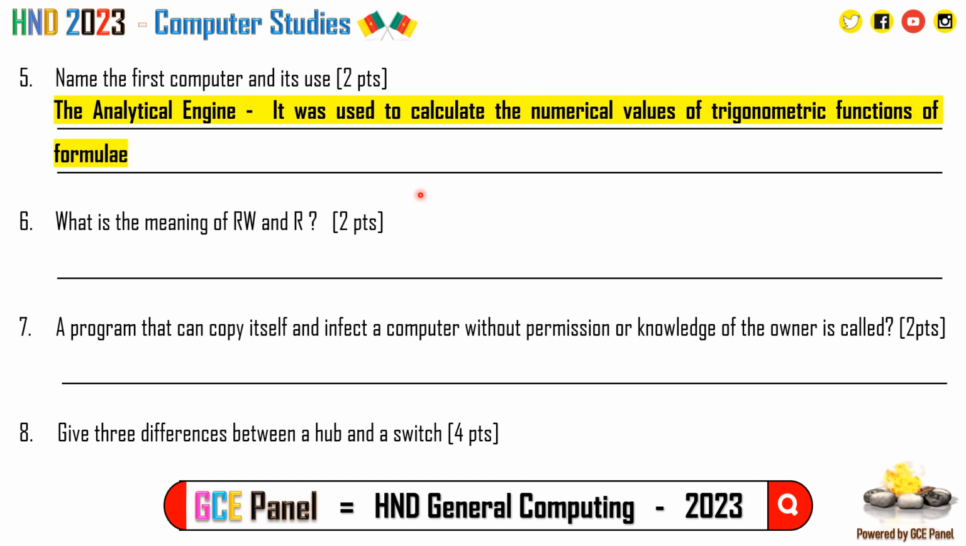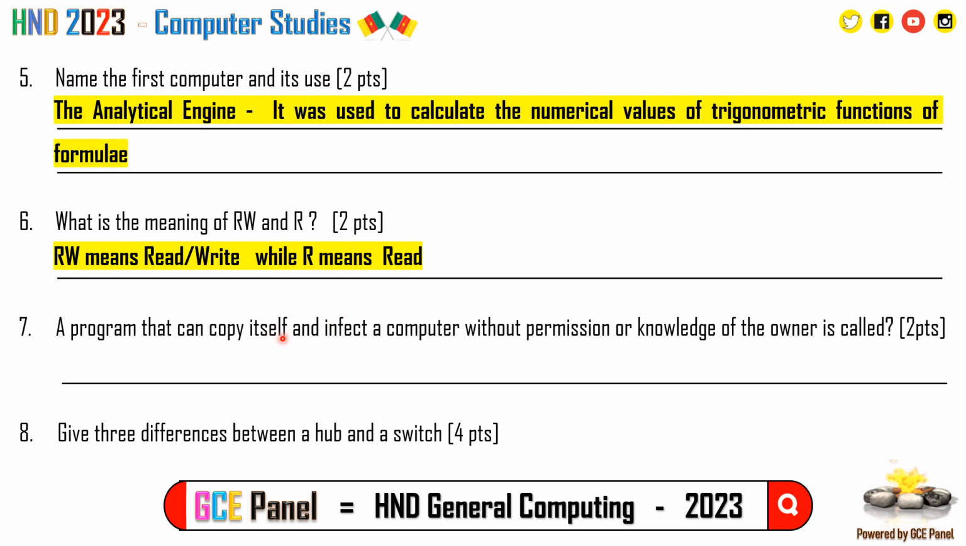Question 6, section B. What is the meaning of RW and R? You already saw this before, right? So RW means read write, while R means read. Some devices you can read and write, some devices you can only read. So RW is read write, R means read. 2 points.